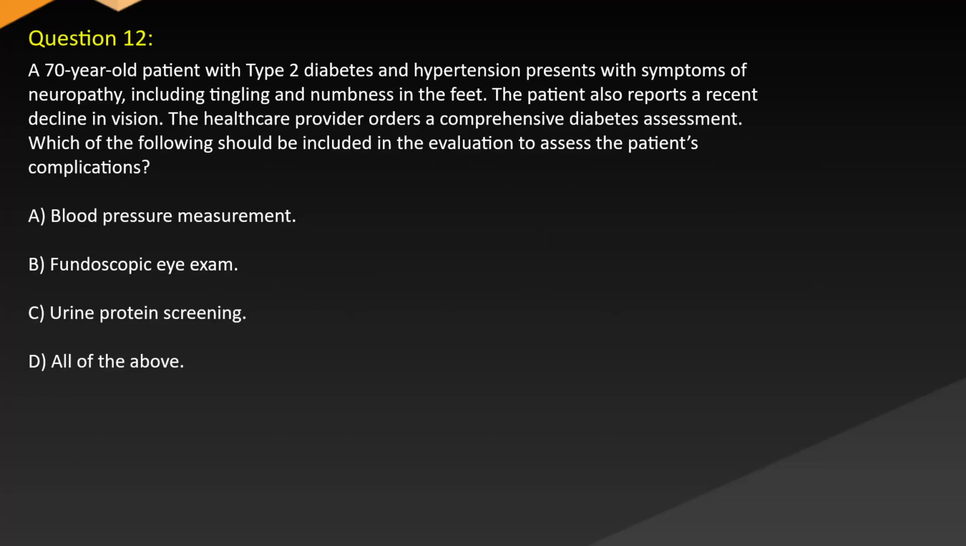Question 12. A 70-year-old patient with type 2 diabetes and hypertension presents with symptoms of neuropathy, including tingling and numbness in the feet. The patient also reports a recent decline in vision. The healthcare provider orders a comprehensive diabetes assessment. Which of the following should be included in the evaluation to assess the patient's complications? A. Blood pressure measurement. B. Fundoscopic eye exam. C. Urine protein screening. D. All of the above.